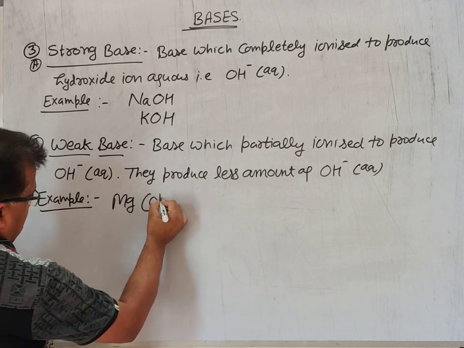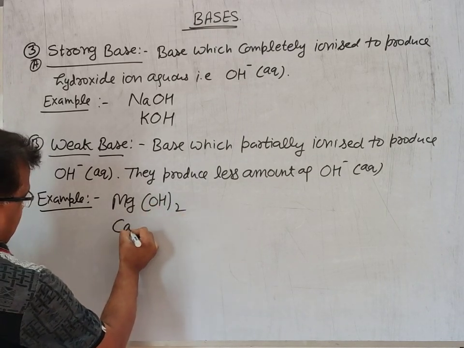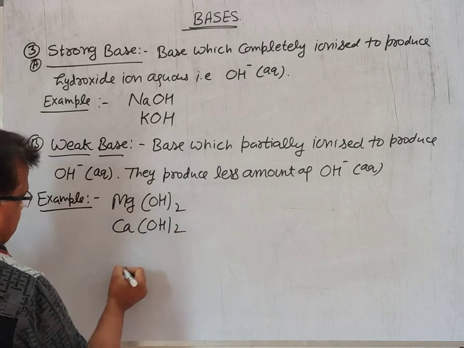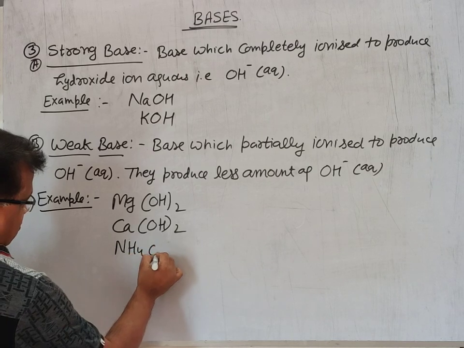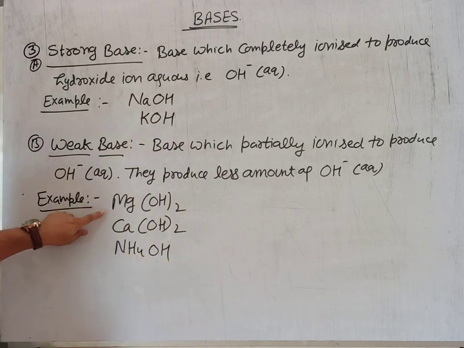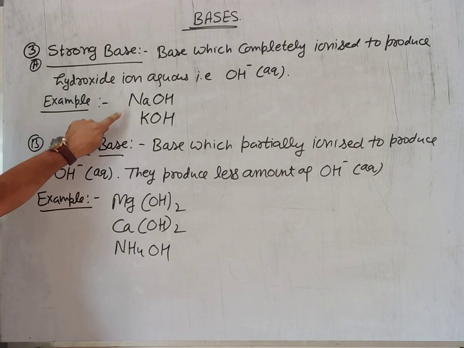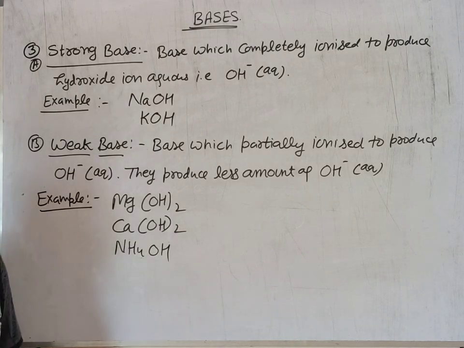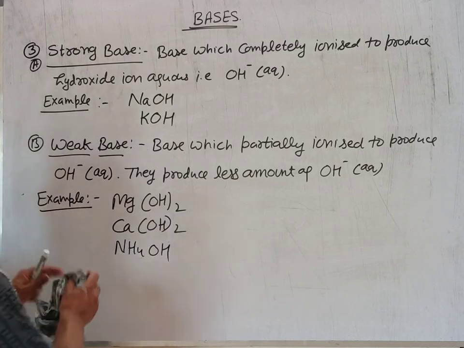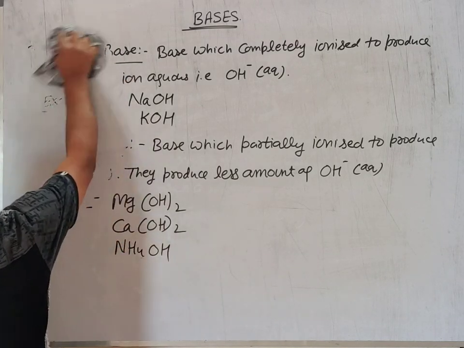For example, magnesium hydroxide, calcium hydroxide, ammonium hydroxide. These are weak bases, these are strong bases. They produce more amount of hydroxide ion, they produce less amount of hydroxide ion aqueous. Now next point is what happens when base comes in contact with water.